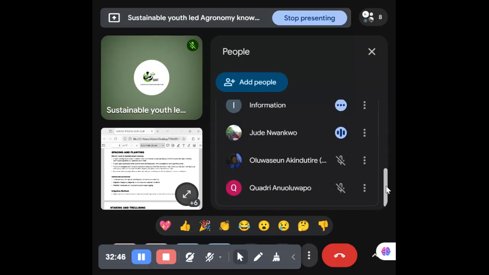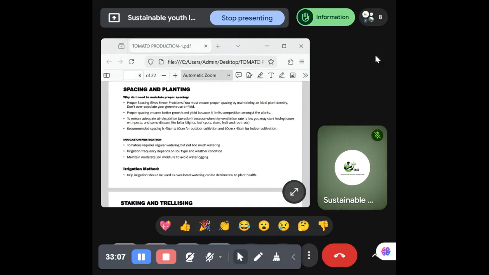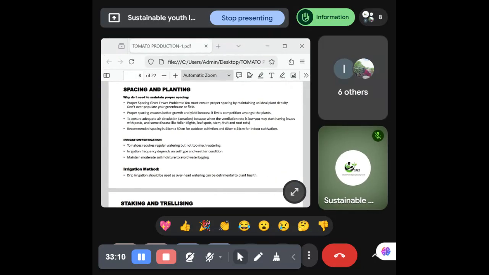Then you have the irrigation method. It's advisable to use drip irrigation, as overhead watering can be detrimental to your plant health. Why do I say so? Because tomato don't like keeping water on the leaves. I hope that is clear. The reason why I need to adopt a drip irrigation system is because tomato don't like keeping water on the leaf. So don't use overhead watering.